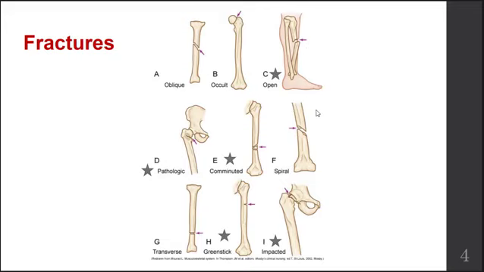There's also then such a thing as a closed fracture, and many of the examples that we're looking at next are examples of closed fractures where the skin and soft tissues over the area of the break are not punctured.